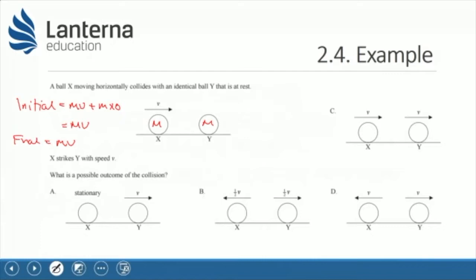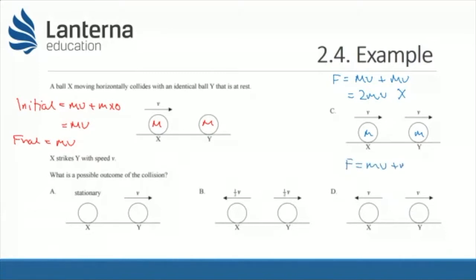So let's look at some of these options. Let's go into blue before I know my final answer. For C, I've got both masses moving in the same direction with v. So for the final momentum, which I'll abbreviate F, I've got mv for X plus mv for Y, so that's 2mv. That's wrong because momentum has not been conserved. For this one, the final momentum is mv plus m, but it's moving in the opposite direction, so it's minus v. So I've got mv subtract mv, or 0. So that's wrong as well.